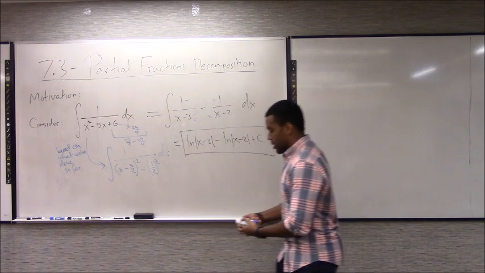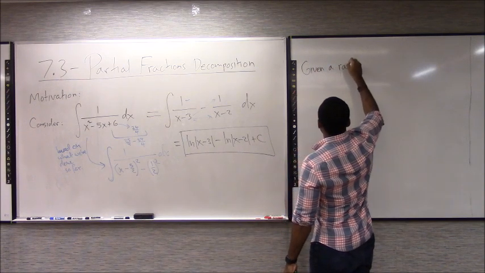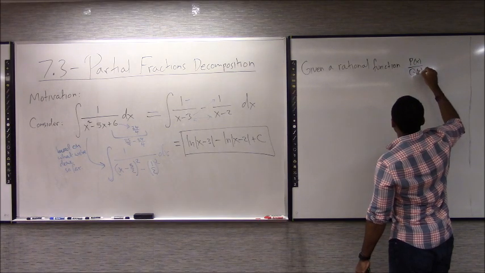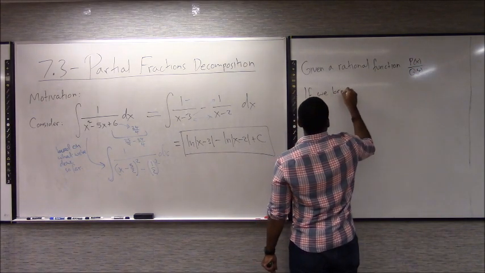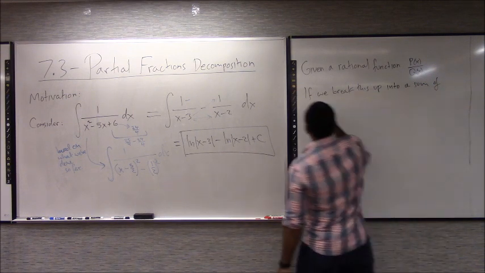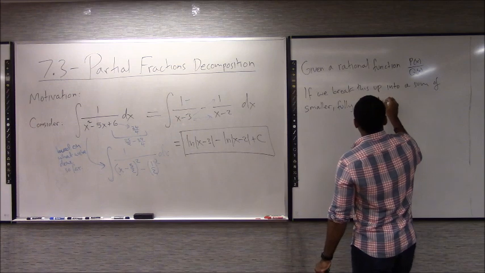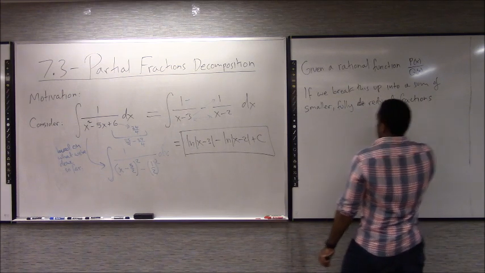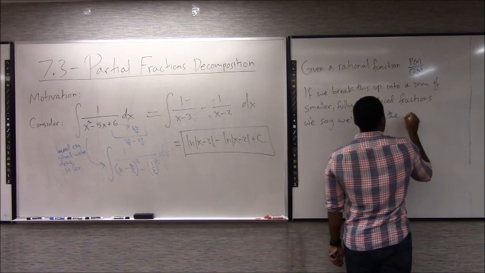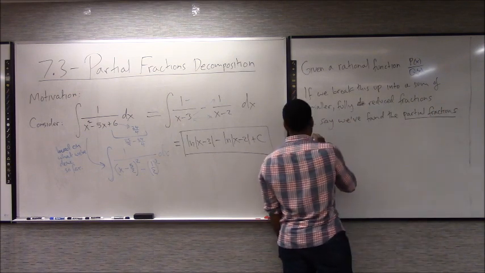Let us see how this can be done. So given a rational function, say p of x over q of x, if we break this up into a sum of smaller, fully reduced fractions, we say we've found a partial fraction decomposition. So that's the name.